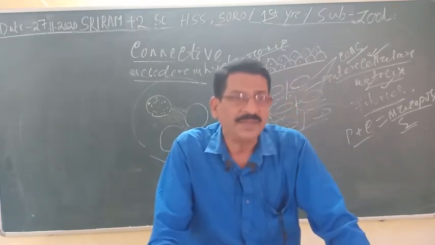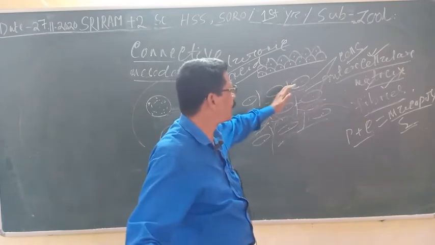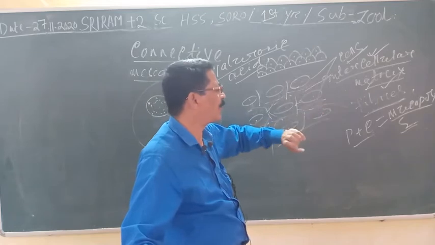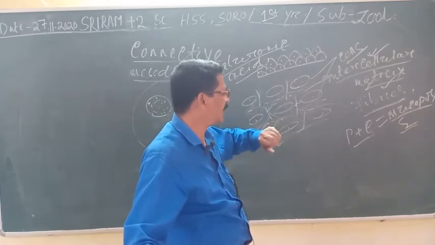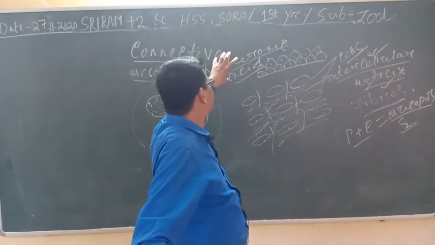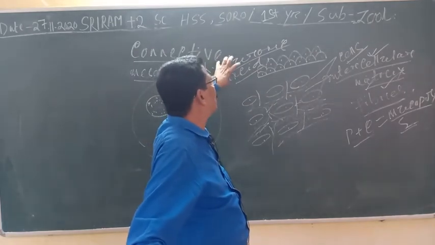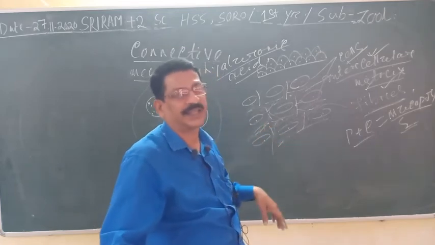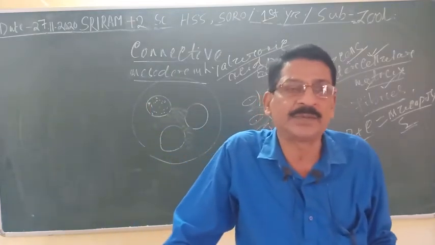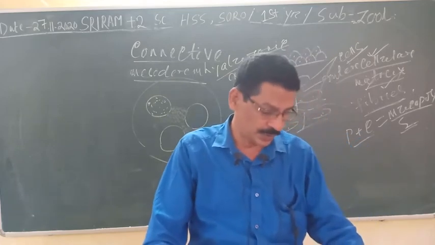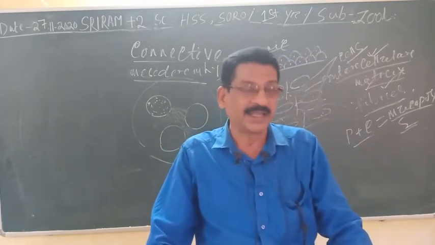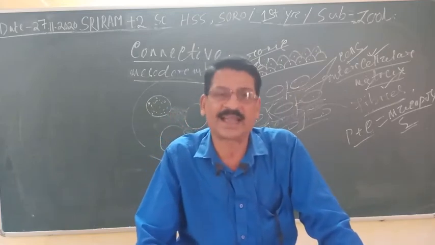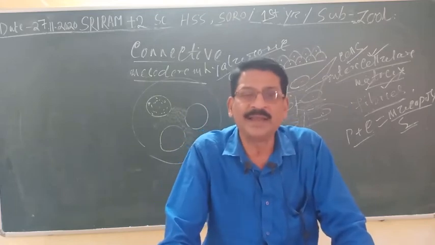The matrix is made up of protein and carbohydrate, in the form of polysaccharide, that is mucopolysaccharide, and the most important molecule of the mucopolysaccharide is hyaluronic acid. Clear? The fibers give the elasticity, flexibility and strength to the connective tissue. Clear?